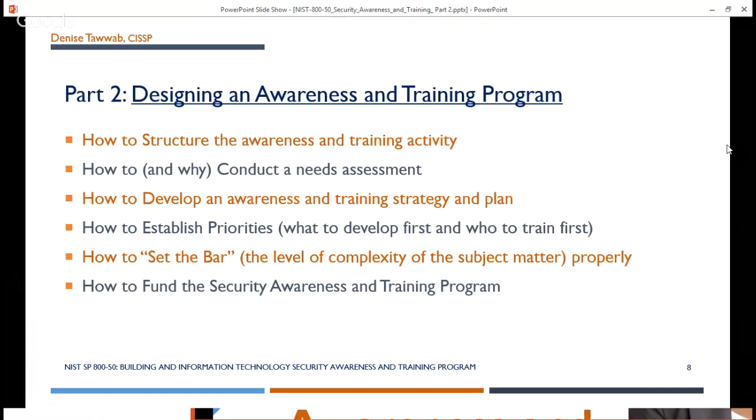So we're going to talk about how to structure the awareness and training activity, how and why to conduct a needs assessment, how to develop an awareness and training strategy and plan, how to establish priorities. What do you develop first? Who do you train first? How to set the bar concerning the level of complexity properly, and finally, how to fund the security awareness and training program.